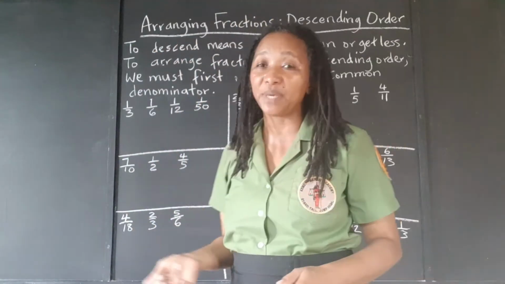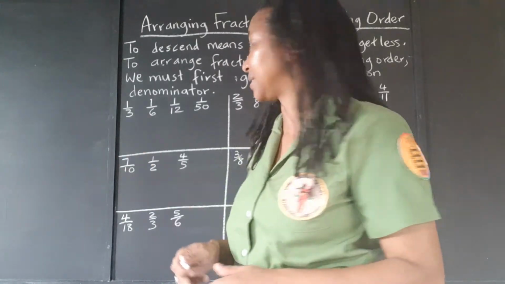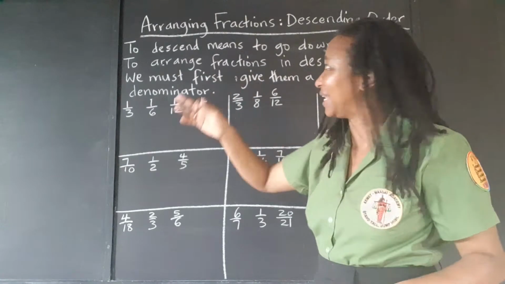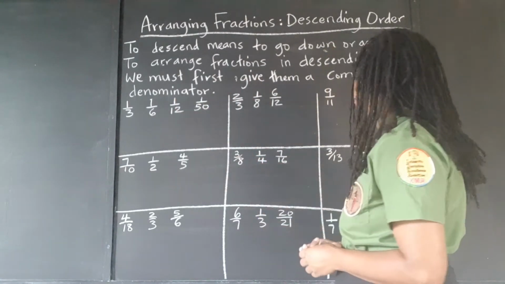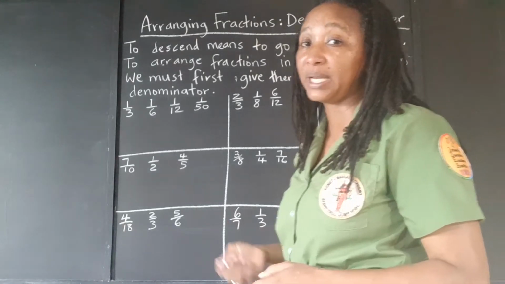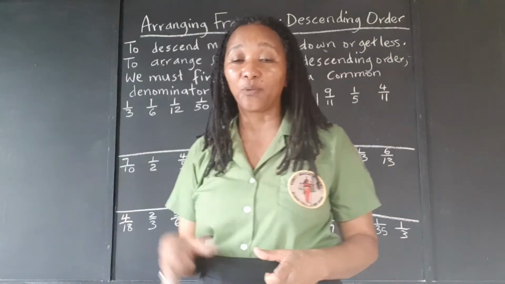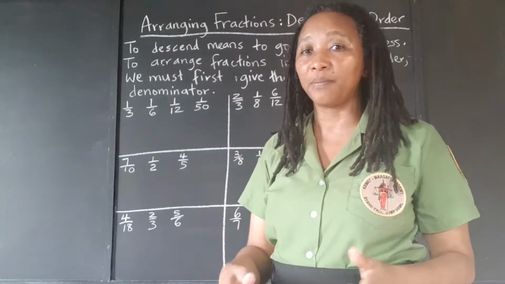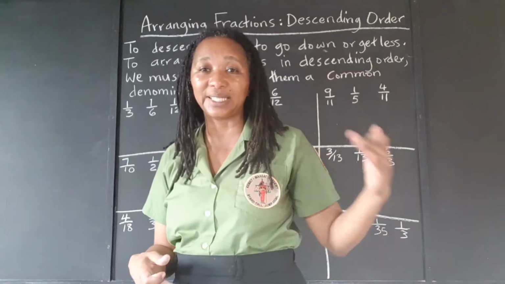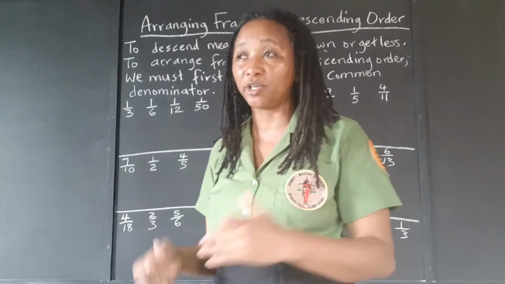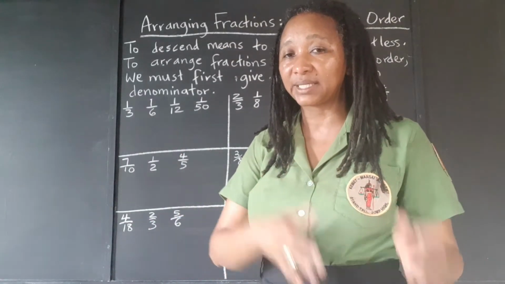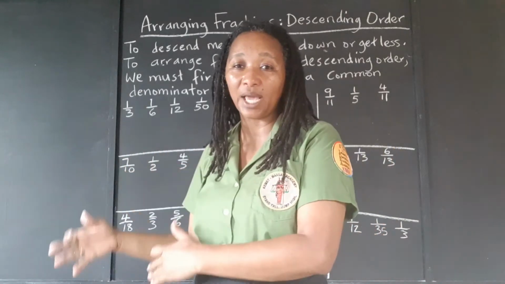To descend means to go down, to get less. To arrange fractions in descending order, we must first give them a common denominator. And then we arrange them from the biggest to the least, because it's descending, it's going down. So the first one we put in the list must be the biggest, then the next, and we end with the least.